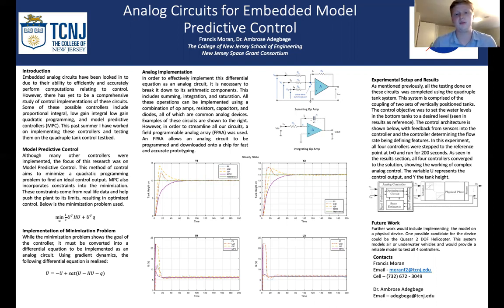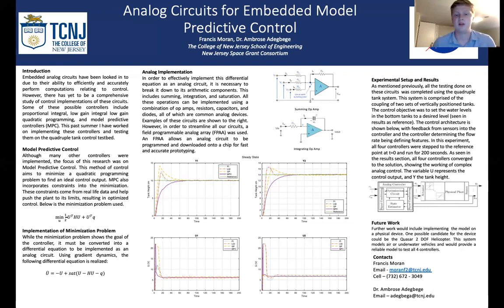In order to effectively implement this differential equation as an analog circuit, it is necessary to break it down into its arithmetic components. This includes summing, integration, and saturation. All of these operations can be implemented using a combination of op-amps, resistors, capacitors, and diodes, all of which are common analog devices. Examples of these circuits are shown to the right.